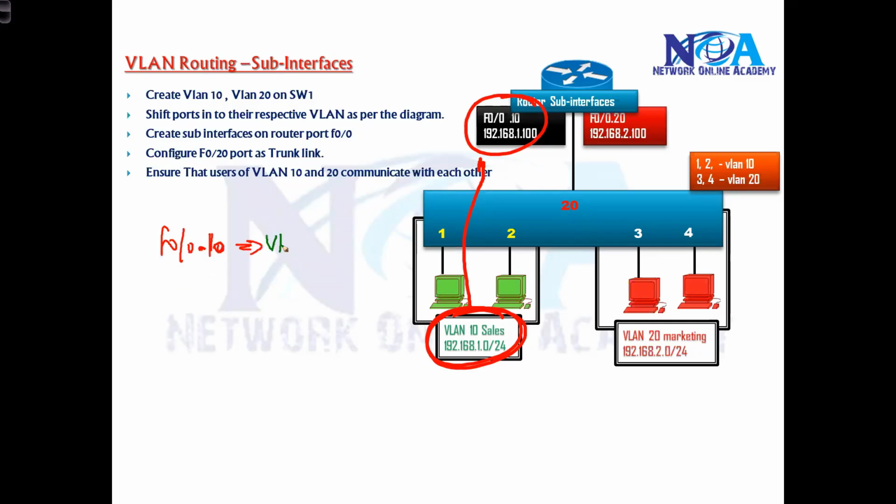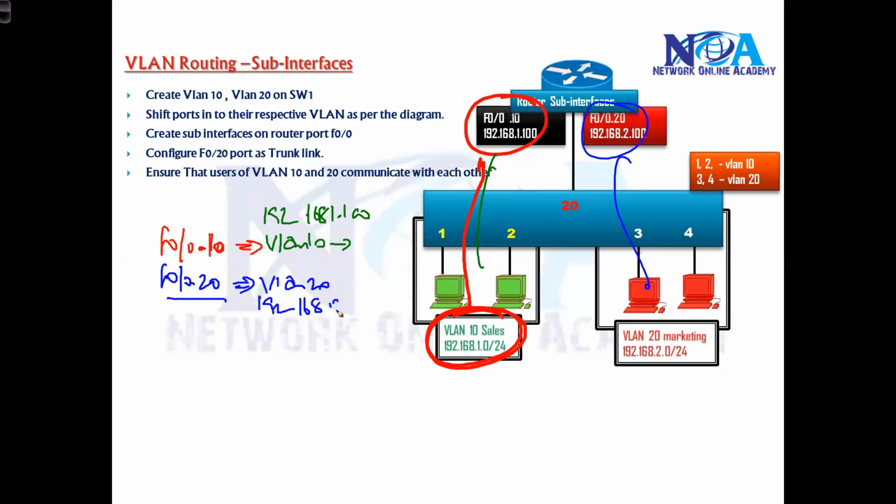This is going to be the subinterface for VLAN 10, and I'm going to assign the IP address 192.168.1.100, from the same subnet I'm using in my LAN. Similarly, I'm going to create another subinterface, F0/0.20, which will be acting as the gateway for VLAN 20. The IP address is going to be 192.168.2.100, from the same network I'm using on VLAN 20.